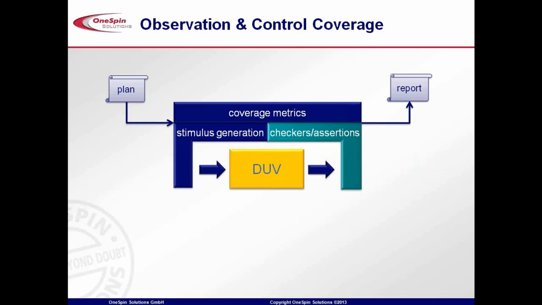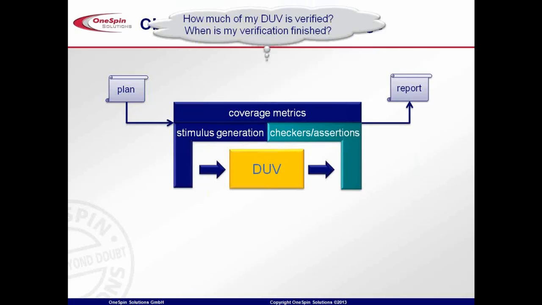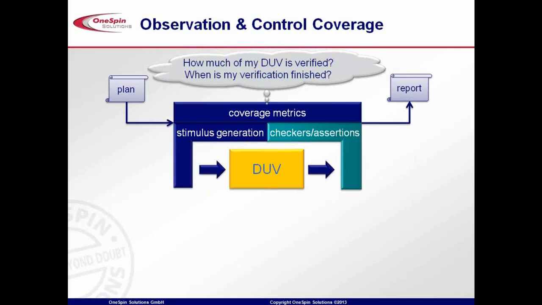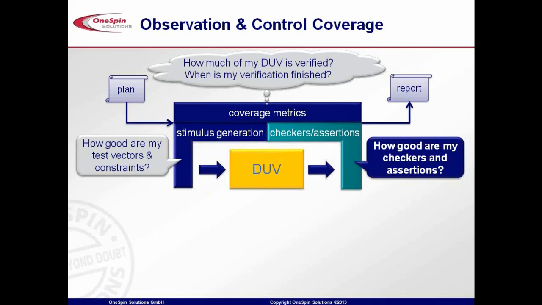So this slide will mainly focus on controllability and observability, so the input side and the output side. For the coverage metrics, how much did we verify and when are we done? Then, from the stimuli perspective, do we have enough test vectors or input constraints, so do they do what they should? And on the other side, on our checkers or assertions, how good are they?